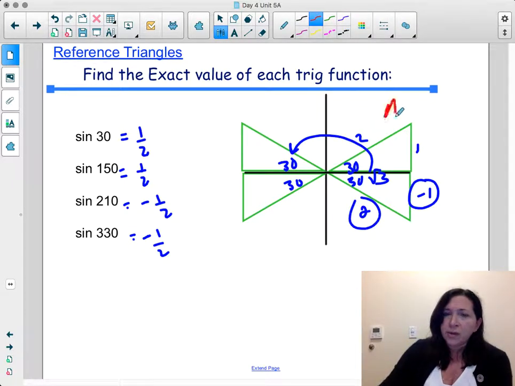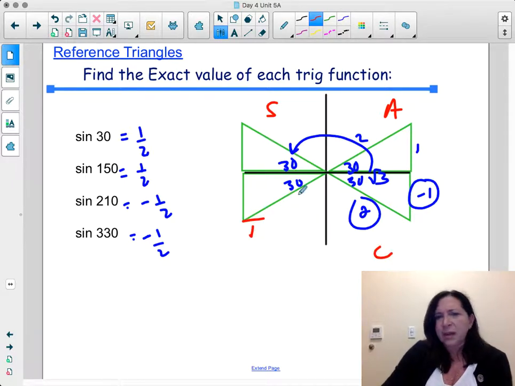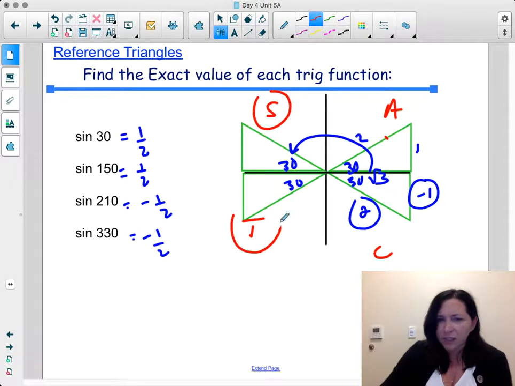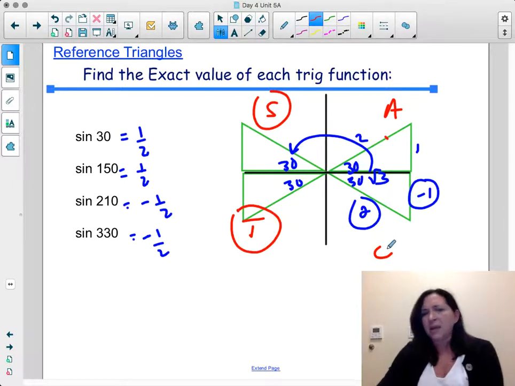Or you can remember that All Students Take Calculus, and every sine in every quadrant is going to give you the same core value, but positive in the first quadrant, positive in the second quadrant. Only tangent's positive here, so that's going to be negative, and negative here.